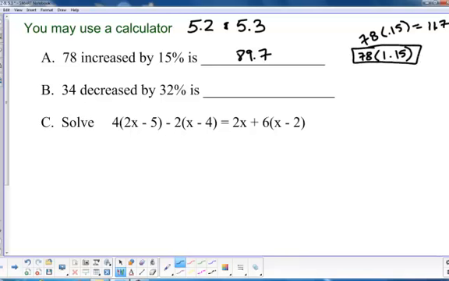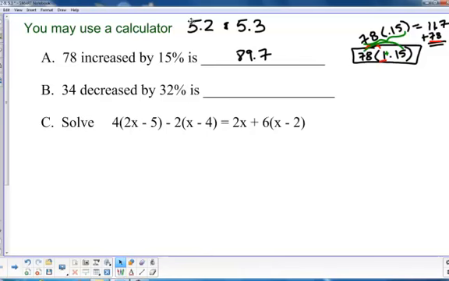It means the exact same thing as that plus 78. The 78 is the 1 keeping the 78. And the 15% is right here. And I could even put a plus in the middle if that makes more sense.